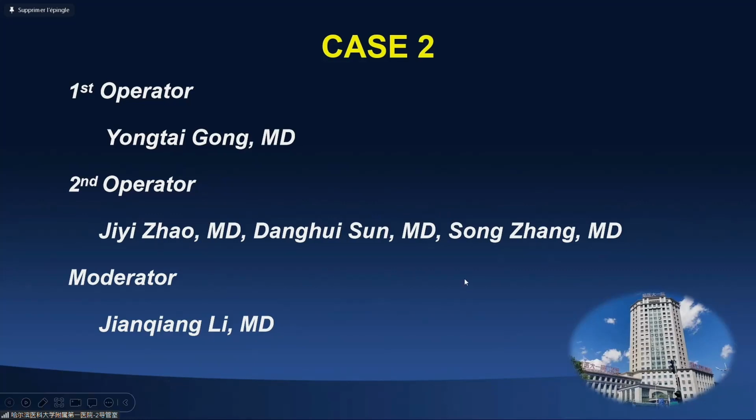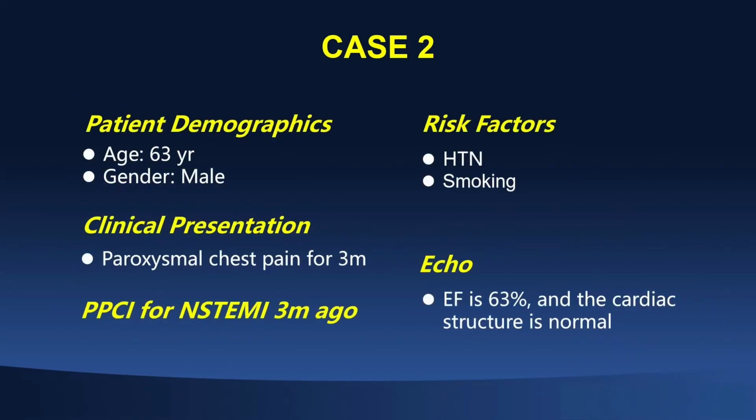Good morning, everyone. I'm Zhao Ji from the first affiliated hospital of Harbin Medical University. Here, I will briefly introduce the basic information. This patient is a 63-year-old male who was admitted to our hospital with a chief complaint of paroxysmal chest pain for 3 months. His risk factors include hypertension, myocardial infarction, smoking, and alcohol drinking history.